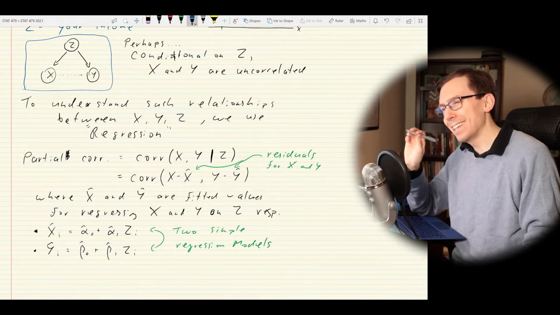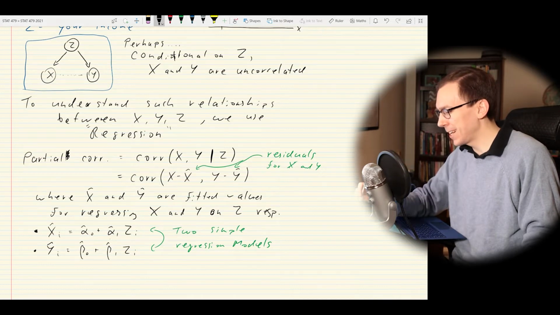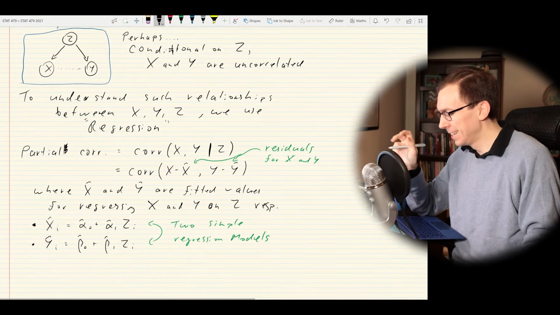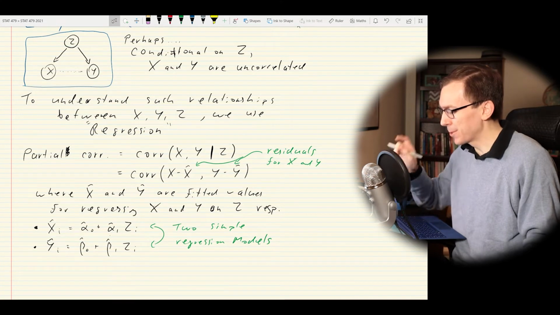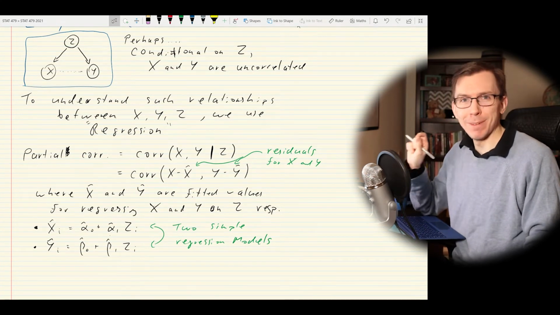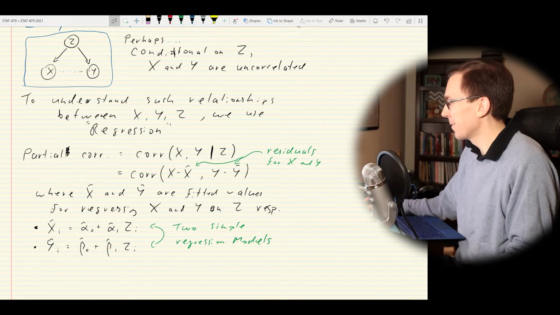Yeah. Again, it's not always exactly straightforward. Trying to interpret this can be a little bit challenging. So we'll definitely do some examples to make sure that we build some intuition about how this thing works.